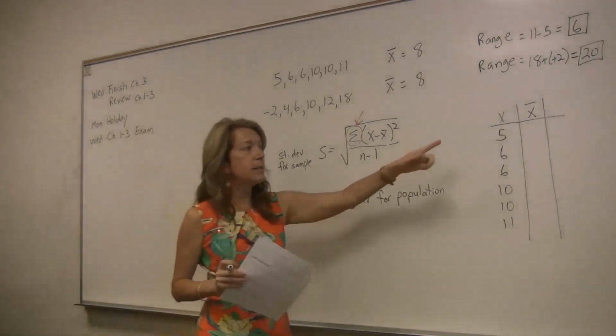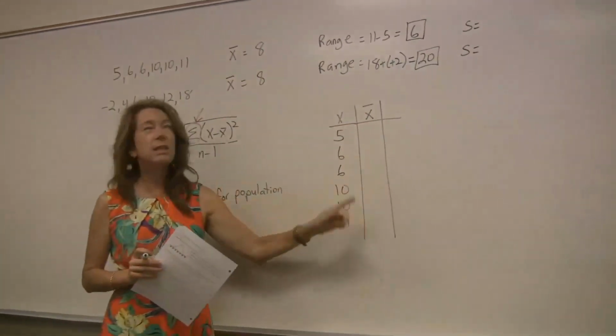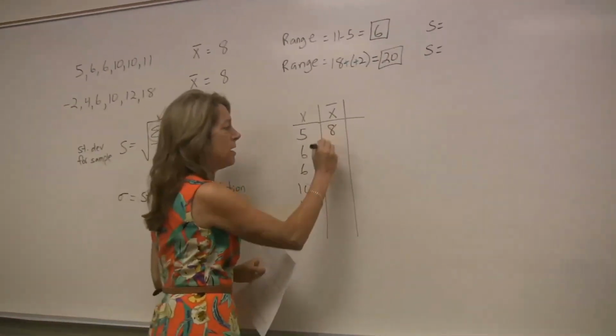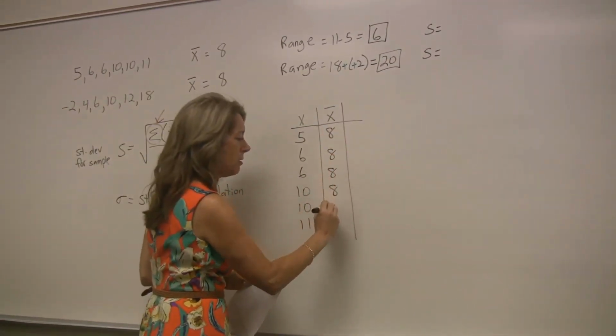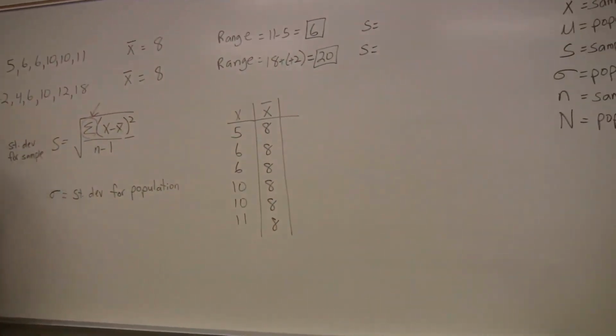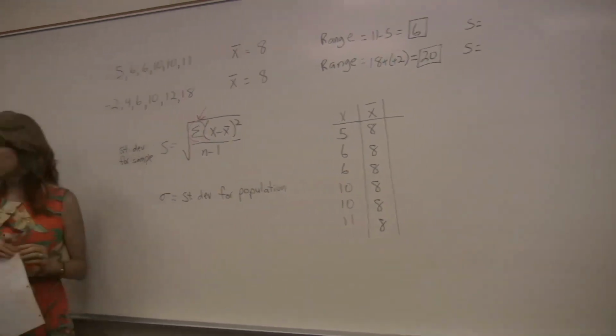So here I want to list x bar. Well, what is x bar for this list? 8. I'm just going to put 8 on every single one of these. X bar is 8 no matter where we are. Those are all my x bars. We already found that.